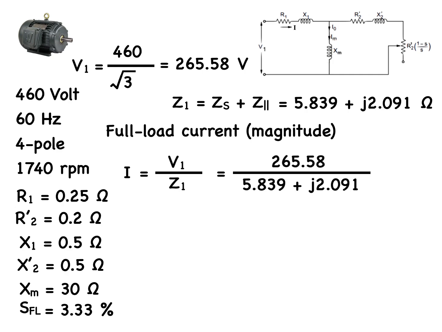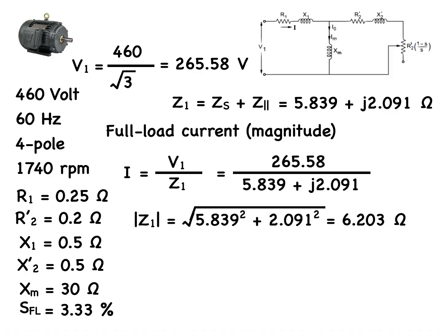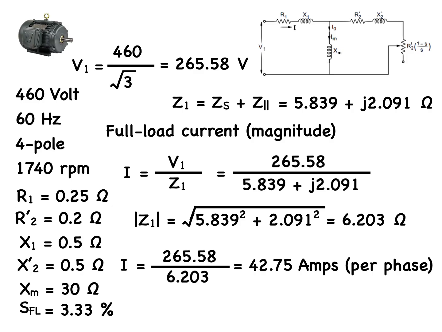In order to carry out this calculation, we need to convert the impedance Z1 to a magnitude, which is the square root of 5.839 squared plus 2.091 squared, and that equals 6.203 ohms. So the current magnitude will be 265.58 all over 6.203, giving us the current magnitude at full load equal to 42.75 amps per phase.